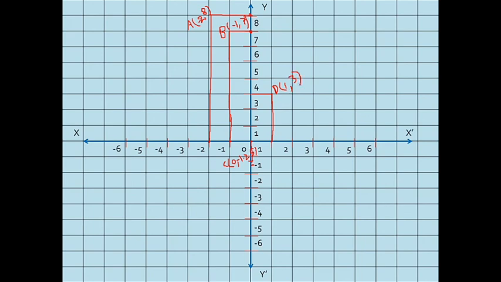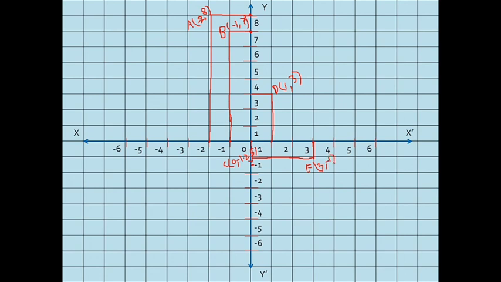Then the last column it is given x as 3. Positive 3 means here it is x as 3, and y is given as minus 1. So y minus 1 will come here. Join these two points, where they meet, at this point, we give it the name E, that is 3 comma minus 1.